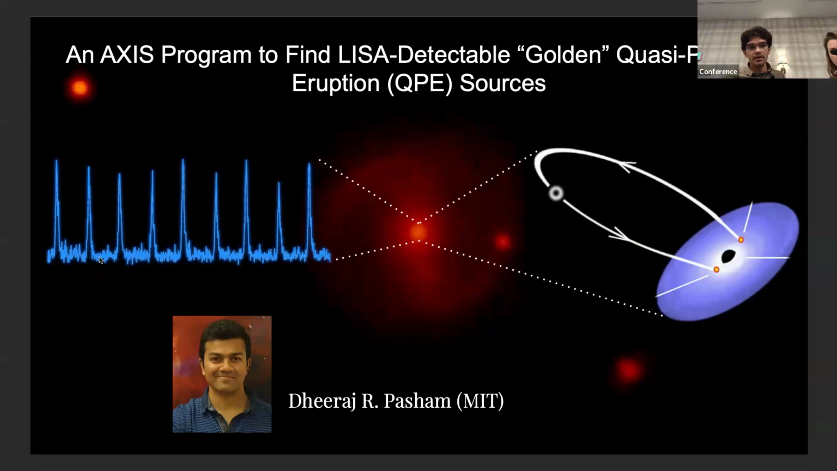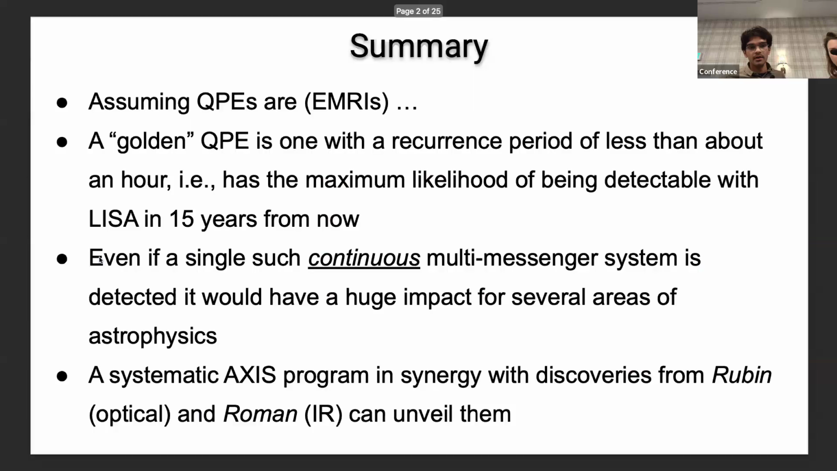I'm going to dive in and talk about something very specific relating to QPEs. This is work done in collaboration with people at the National University of Singapore, Shubham Kejriwal, who's a graduate student working there. I'm going to argue that in order to maximize our chances of detecting multi-messenger signals from these QPE sources, we want to focus on these so-called golden QPEs.